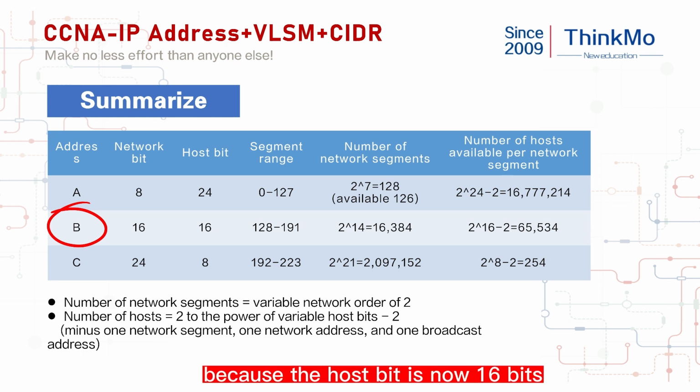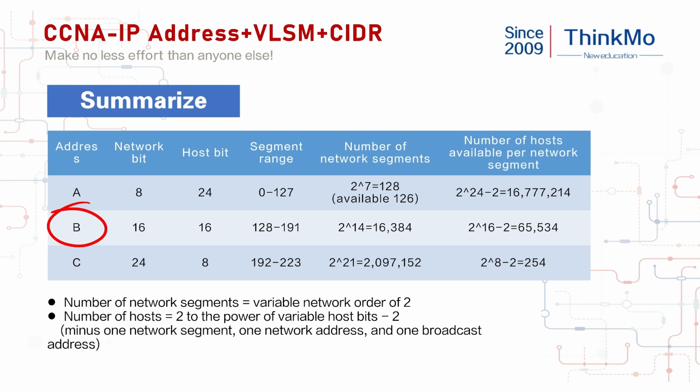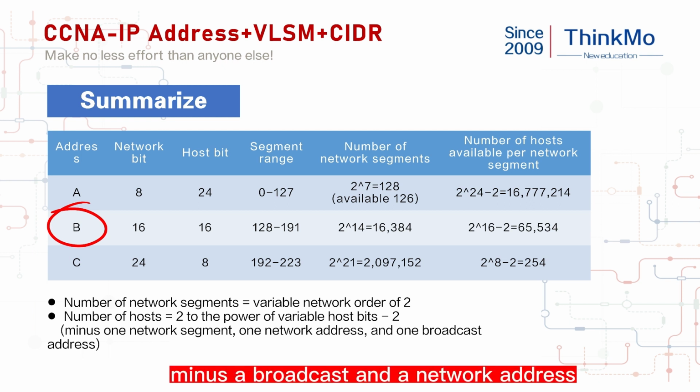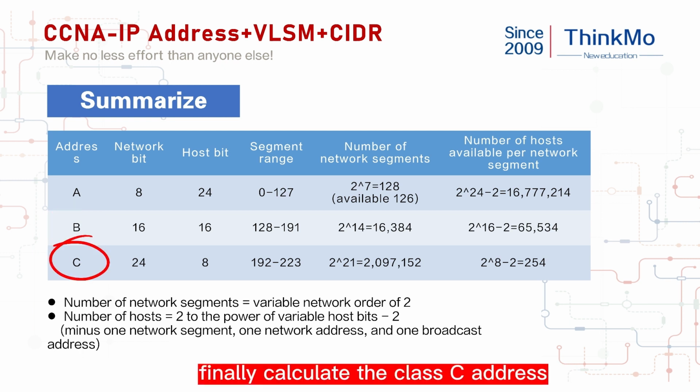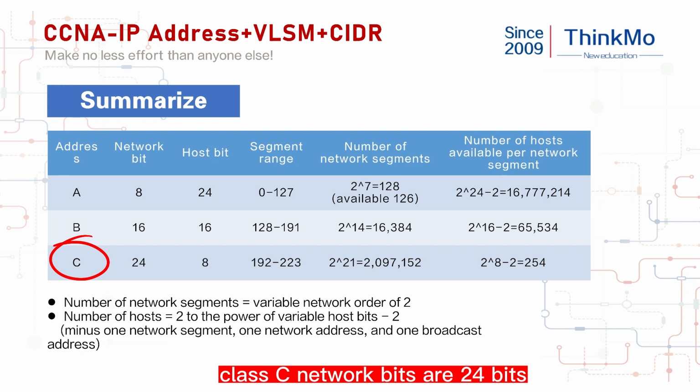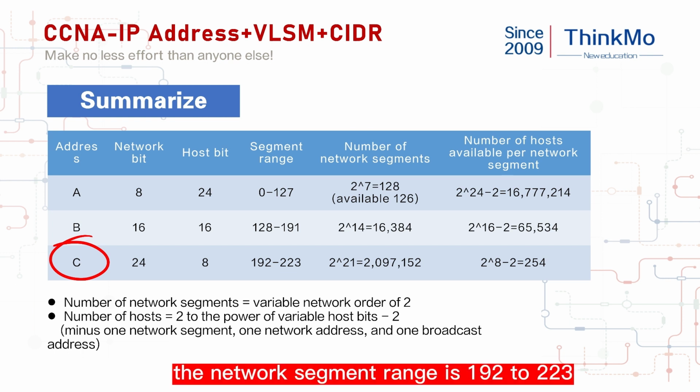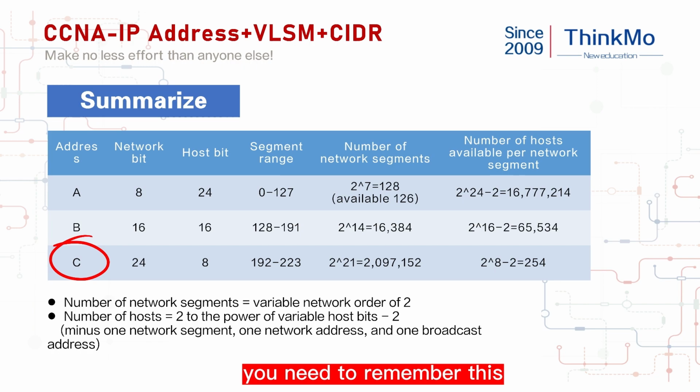The number of hosts available for each network segment is 2 to the 16th power, because the host bit is now 16 bits, minus 2: minus a broadcast and a network address. Finally, let's calculate the Class C address. Class C network bits are 24 bits. Host bits are 8 bits. The network segment range is 192 to 223. You need to remember this.